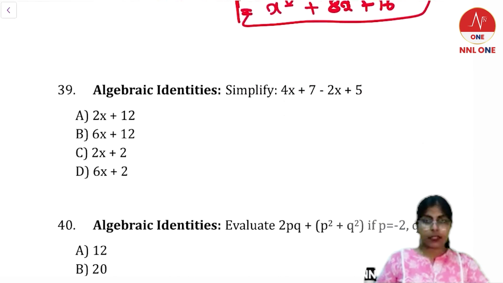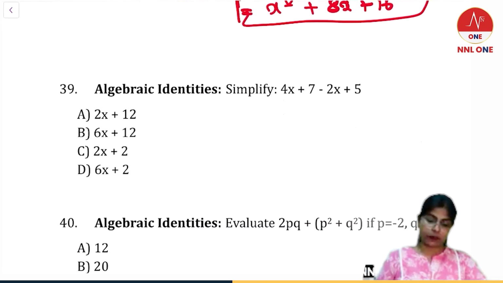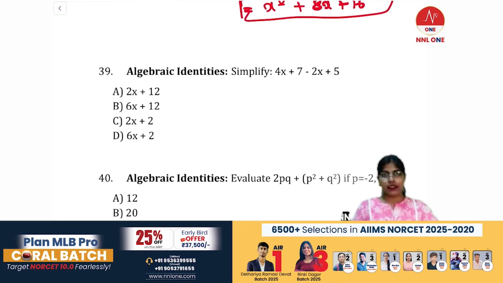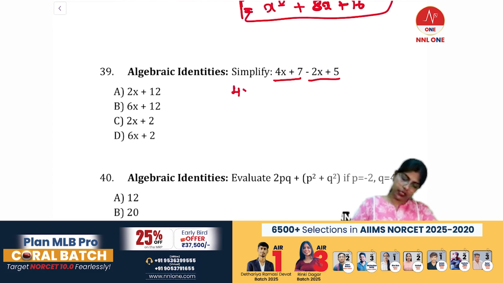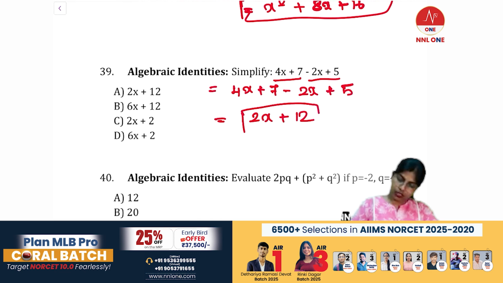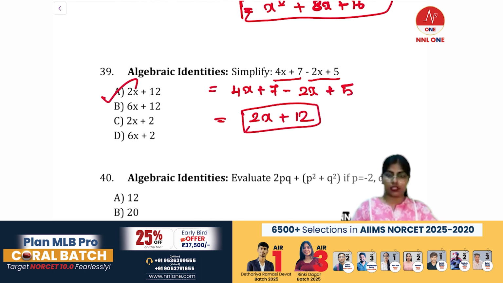Next. Sometimes these kinds of simple problems are also given. They are very easy to simplify and you can solve them in 30 seconds actually. So the next question is 39, algebraic identities. Simplify 4x plus 7 minus of 2x plus 5. How are we going to simplify it? It's very easy, right? What is 4x minus 2x? It is 2x. 7 plus 5, it is 12. So the resultant answer is 2x plus 12.